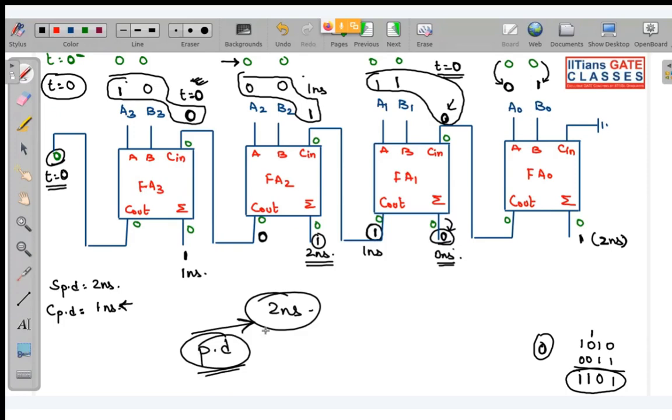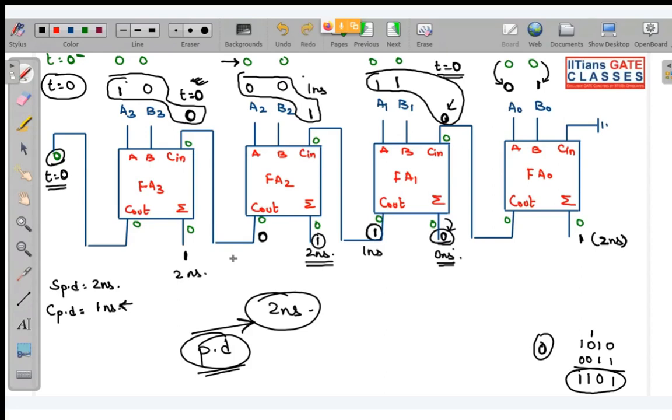Tell me if this concept is clear to you guys or not. If this is not clear, I will explain it once again. Yes, tell me. So the last one, full adder 3, you wrote here 1 nanosecond. It must be 2 nanosecond. Yeah. So some propagation delay, yes, it will be 2 nanosecond. Yes, I will be explaining it once again. So those of you who didn't understand, try to understand this time, and those of you who have understood, once again you see.